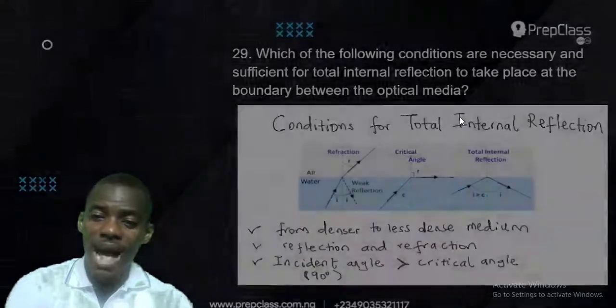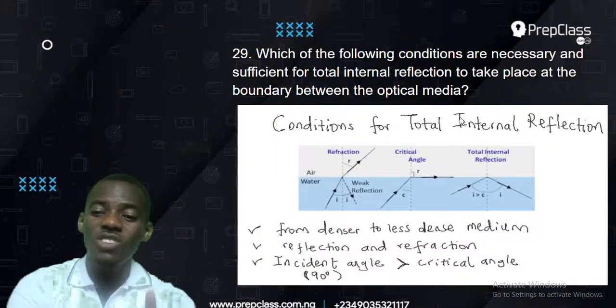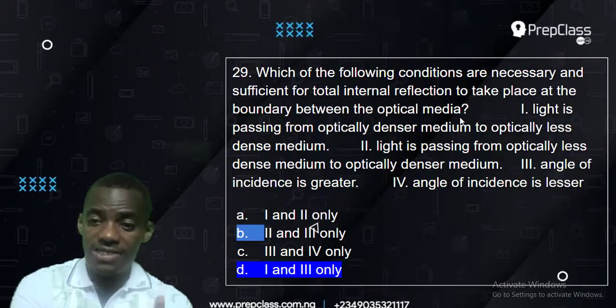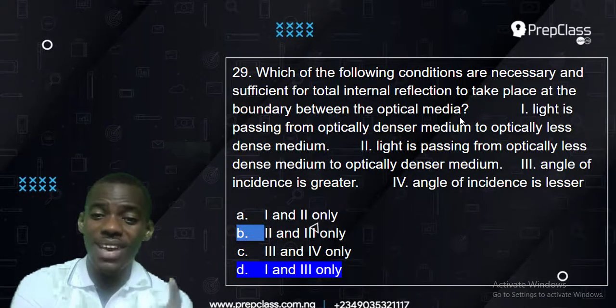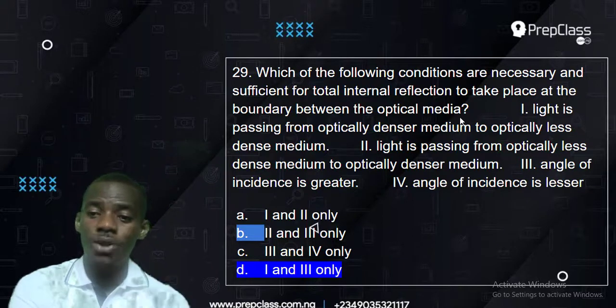In this case, remember I said that the incident angle must be greater. So the option that is correct next is number 3. Angle of incidence is greater. So the correct option is therefore number 1 and number 3.